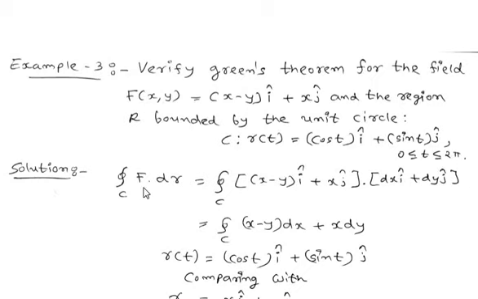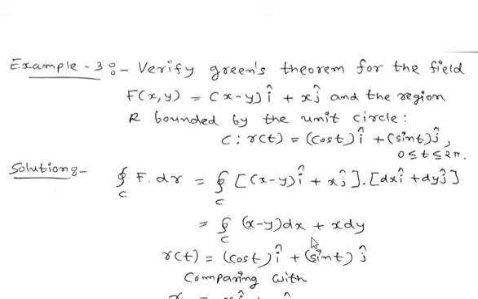Now the line integral of F dot dr bar, where F is minus y i cap plus x j cap, and dr bar is nothing but dx i plus dy j. Now finding the dot product of these two vectors, we have i dot i is 1, j dot j is 1.